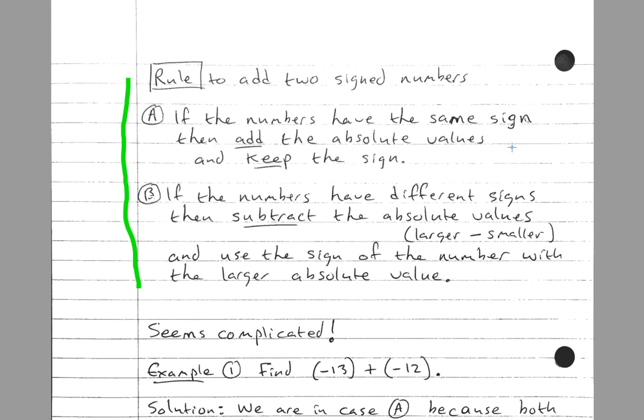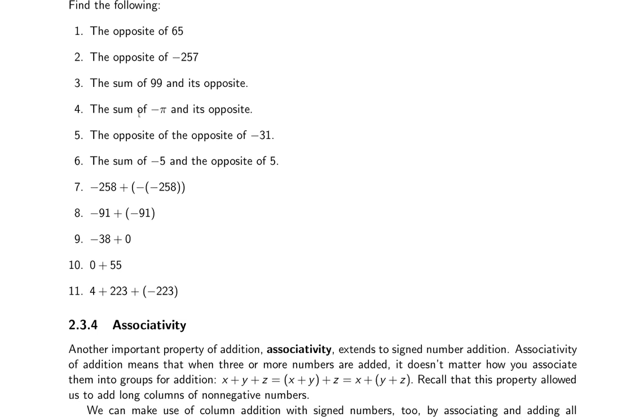If you're adding two numbers with the same sign, you add the absolute values and keep the sign. For example, adding two negative numbers, that's always negative. But case B, if you're adding two numbers with different signs, then you subtract the absolute values and use the sign of the number with a larger absolute value. All right, and we looked at lots of examples, also in the book.